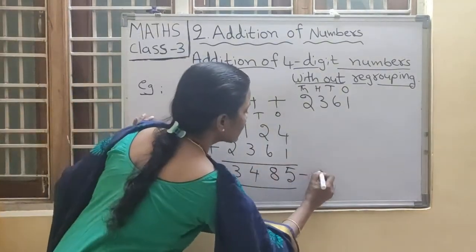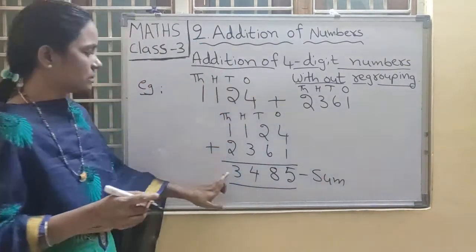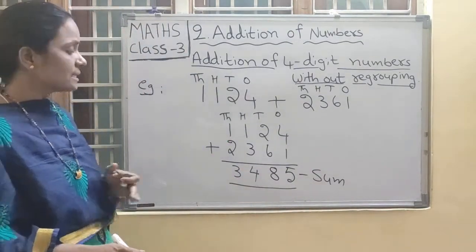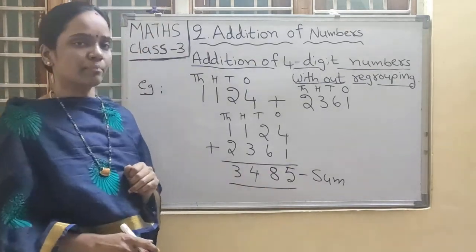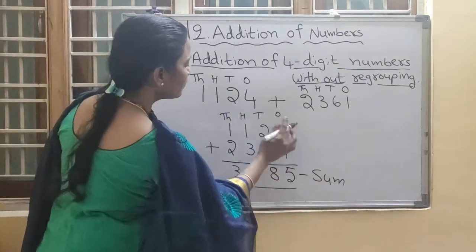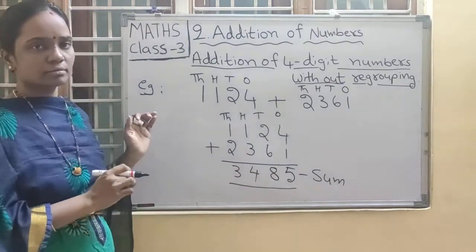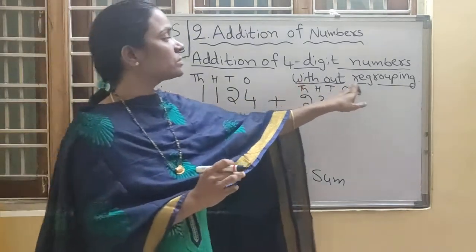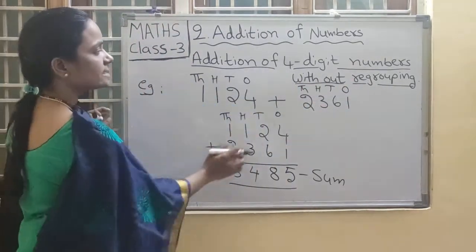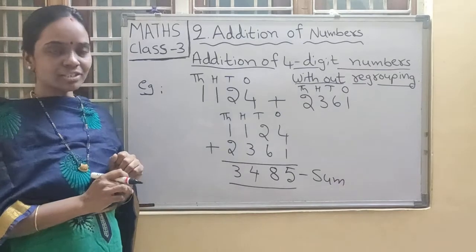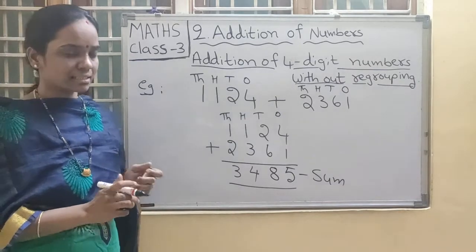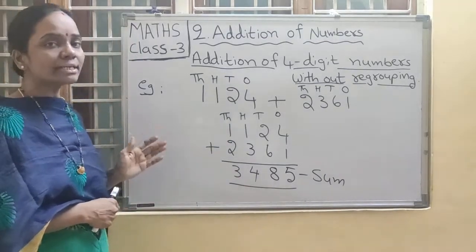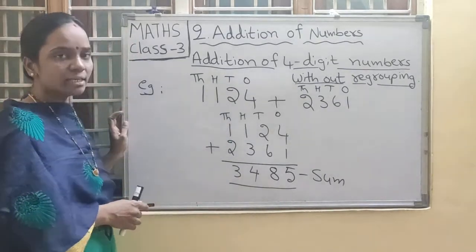3485 is the sum. Sum means the answer in the addition is called sum. After doing addition, the answer is called sum. So here we don't have carryovers. No carryovers, so this is the addition without regrouping. Have you understood children? Next, note it down please. Quickly note it down. You can pause the video and note it.